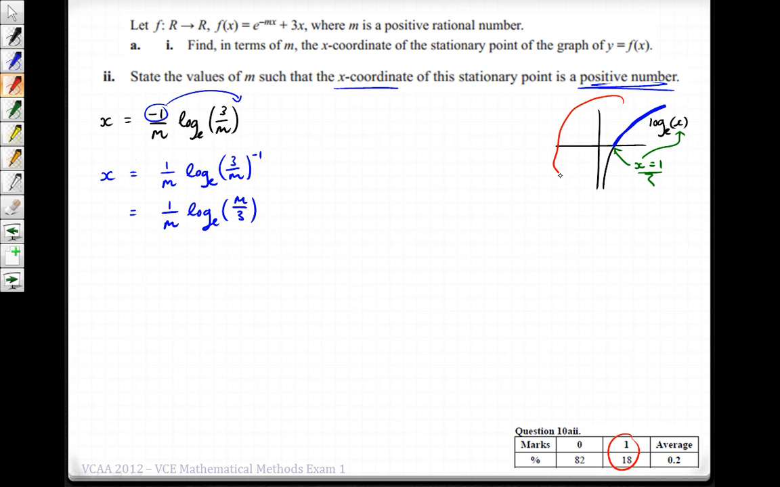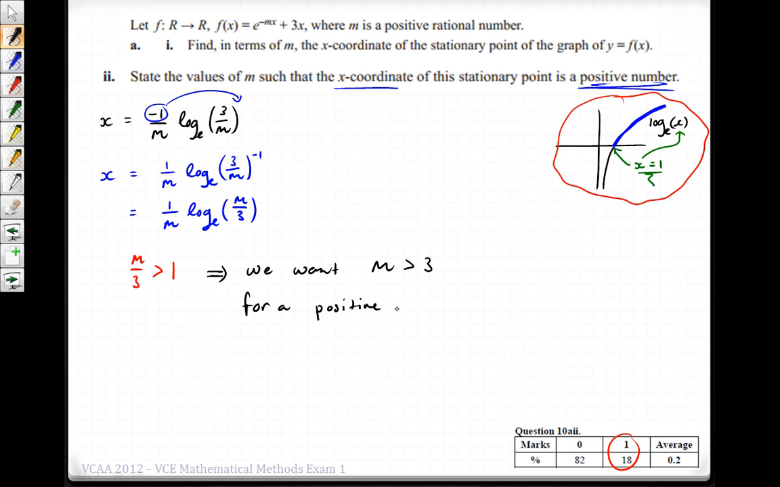And from our little discussion over here, we want whatever's within the log, so the m on 3, to be greater than 1. So therefore, we want m is greater than 3 for a positive x coordinate.